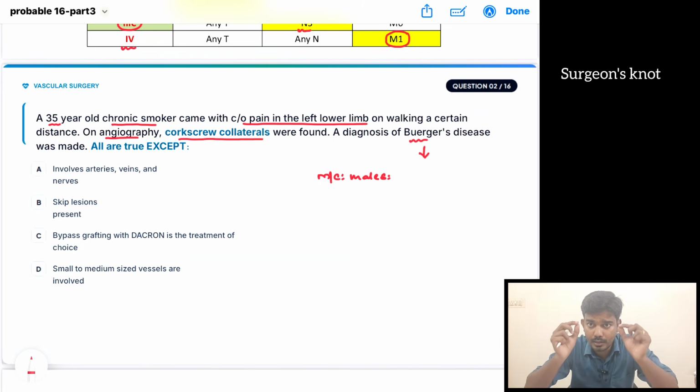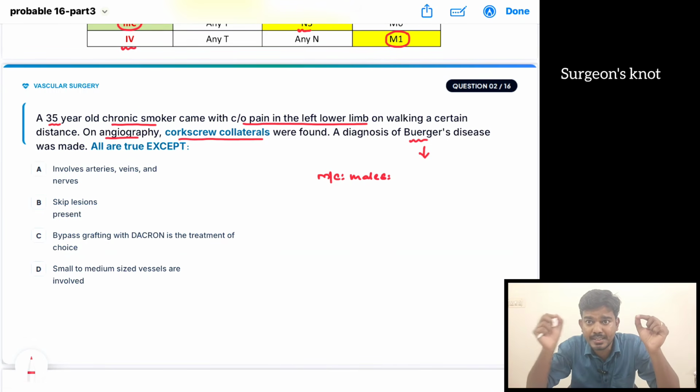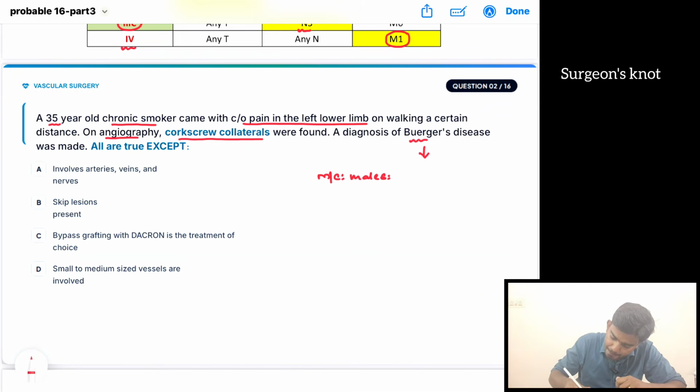But can we do bypass grafting, similar to that of atherosclerosis? In atherosclerosis we have to do a bypass grafting, whereas we can't do bypass grafting in case of Buerger's disease, because in thromboangiitis there is inflammation of the vessels, so we can't do a bypass grafting in case of Buerger's disease. So here inga பார்த்தோம் அப்படின்னா involves arteries, veins and nerves.